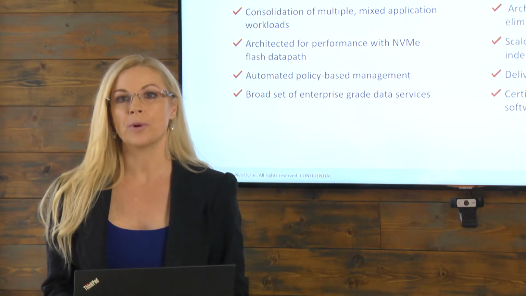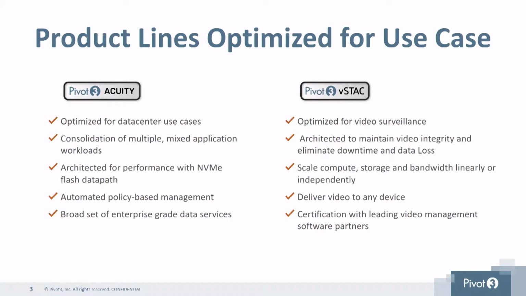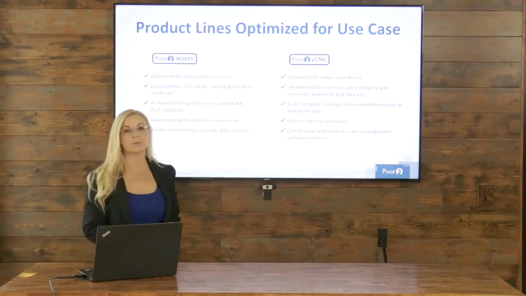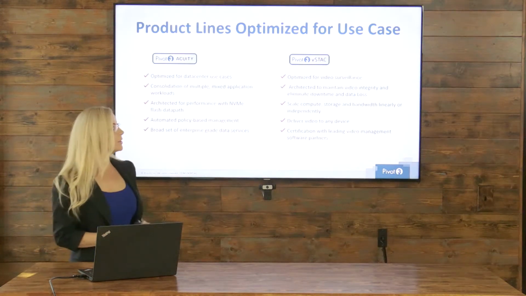When you look at our two product lines, they're optimized by use case. Our Pivot 3 Acuity product line is squarely aimed at the data center. It's optimized to meet the workloads that you see that are typical within a data center. It's optimized for the performance that is needed for critical applications, tier 1 applications, latency sensitive applications.